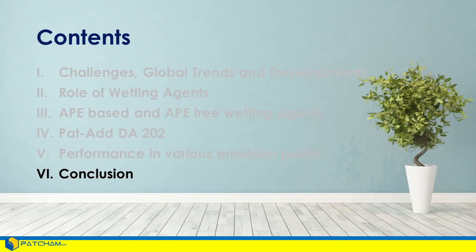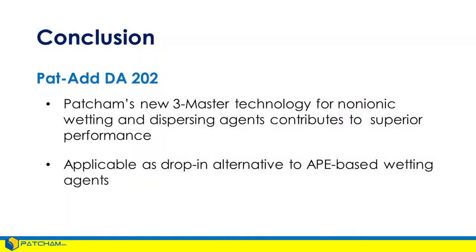So what conclusions can we draw from this? Petchem's three-master technology, because of the triple hydrophilic groups, gives superior performance. And actually, it's very easy to test and use. You can use it as a drop-in pound-for-pound alternative to the current APE-based wetting agent that you currently have in your formula. So it's easy to test.